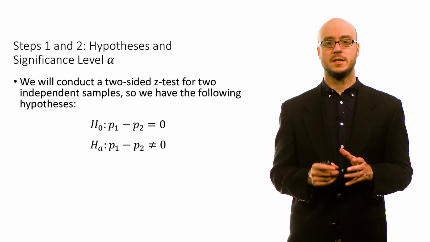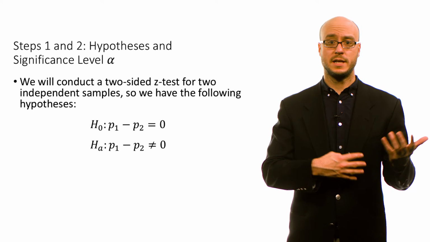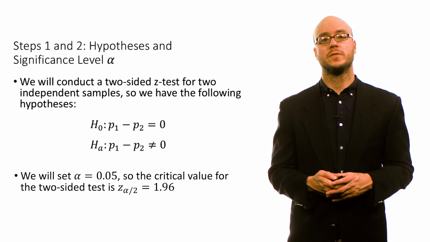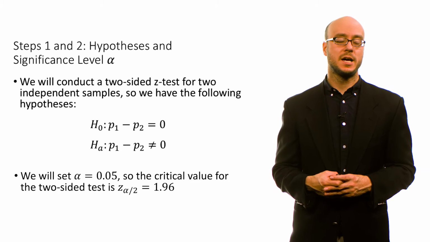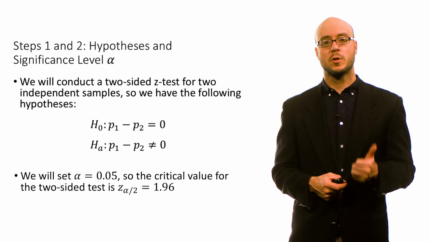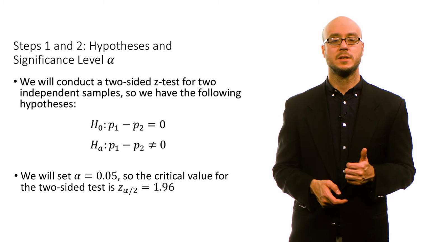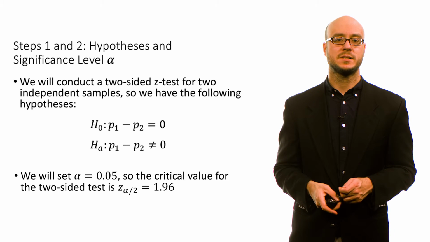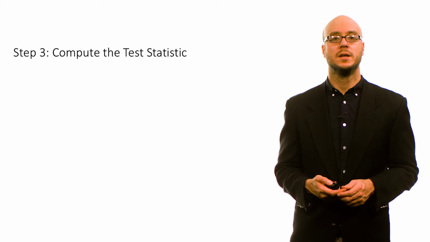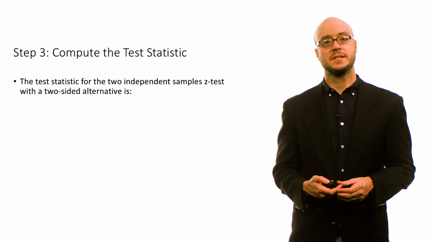The key point here is that men or women could be greater or less than in terms of their views of Wall Street executives being dishonest or not. We're agnostic about that sort of setup. Then we're going to set alpha to 0.05, and we're going to set a critical value. Since we're conducting a 2-sided z-test, that critical value will be set accordingly. For step 3, we're going to compute the test statistic.